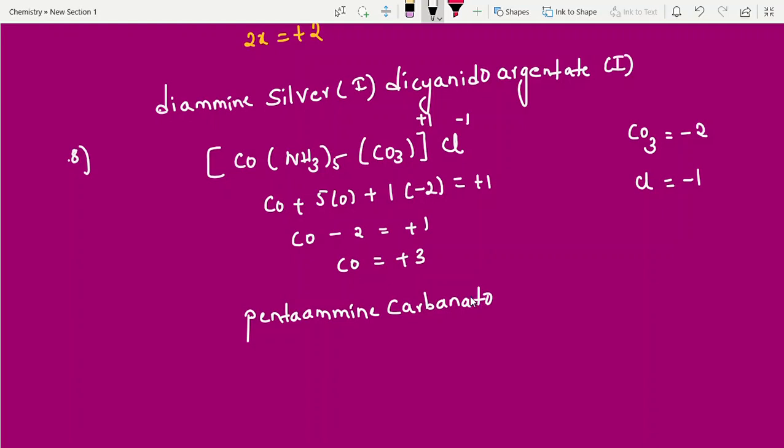Next one, cobalt. We have to finish off this one, no? First this ligand, next this ligand. Why this ligand first? According to alphabetical order, A will come first, then carbonato. Cobalt, what is the oxidation state? 3. That's it. Okay. Now next one.